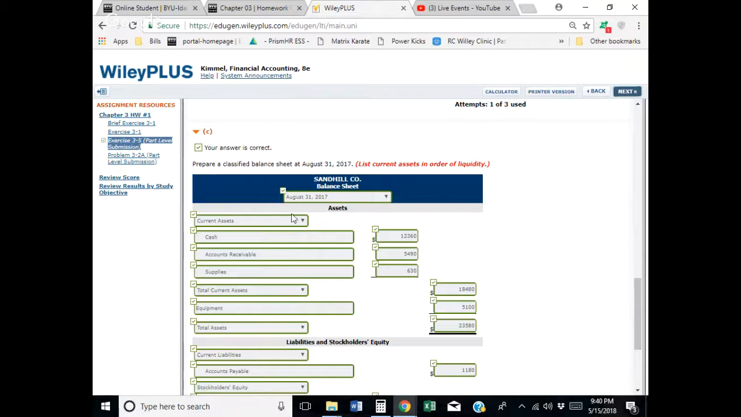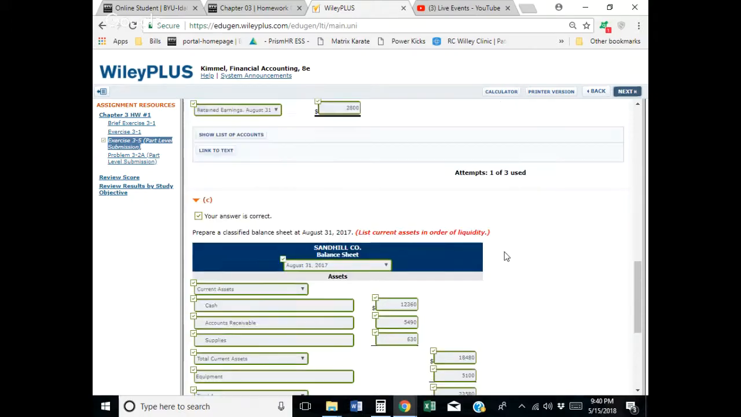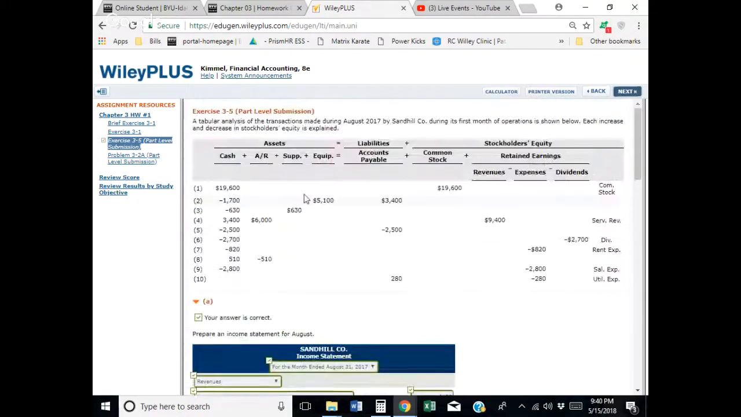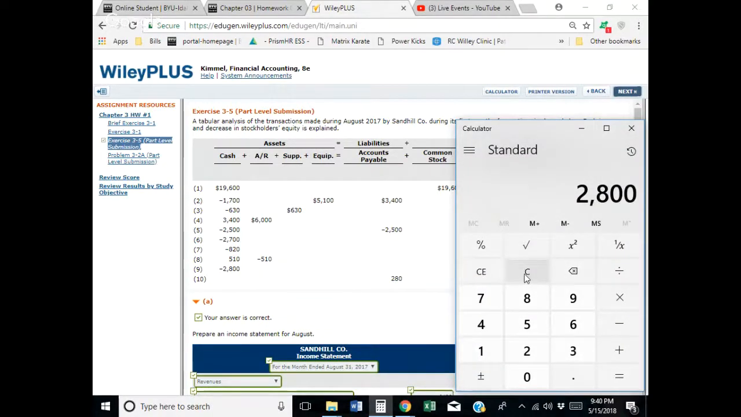Your assets, so for the scene select, pull up your drop down menu and select current assets. For order of liquidity, the most liquid asset is cash. Come up here and just total all these cash accounts. So I'm going to clear out our calculator.